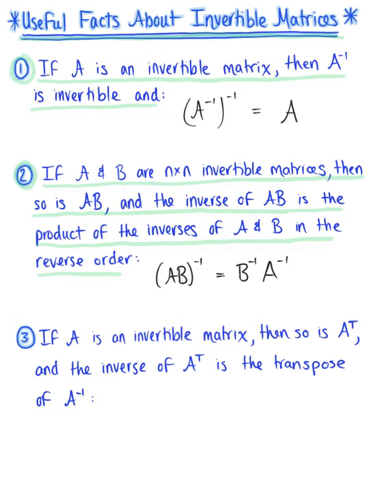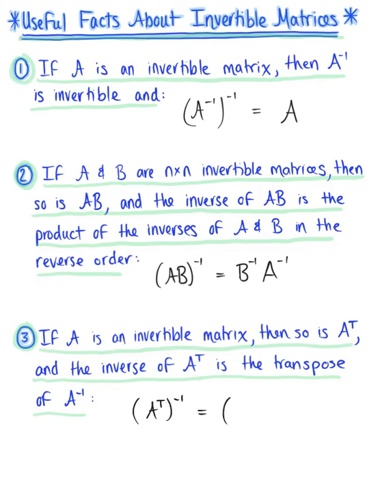But first, we have one more useful fact. Number 3. If matrix A is an invertible matrix, then so is the transpose of matrix A. And the inverse of the transpose of matrix A is the transpose of the inverse of matrix A. So in other words, that's saying that the inverse of the transpose of matrix A is equal to the transpose of the inverse of matrix A.